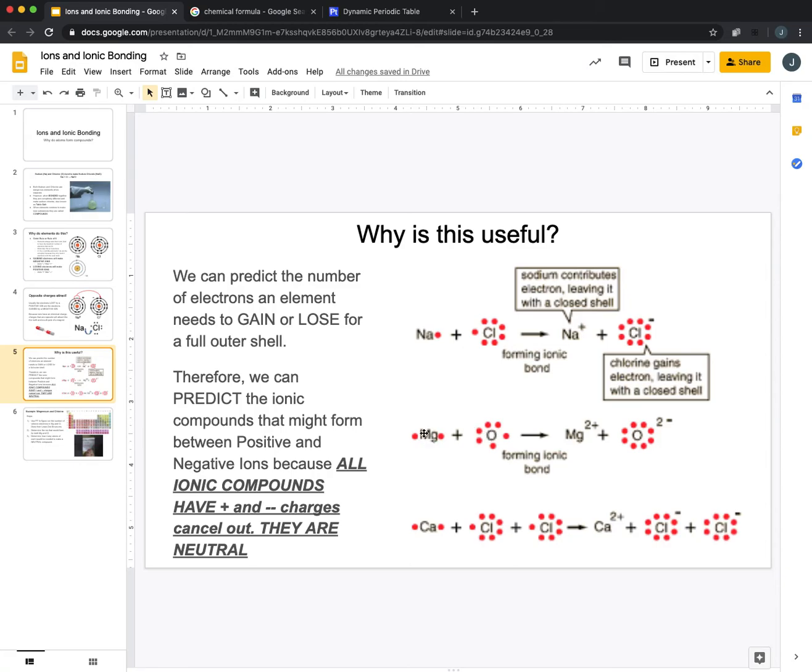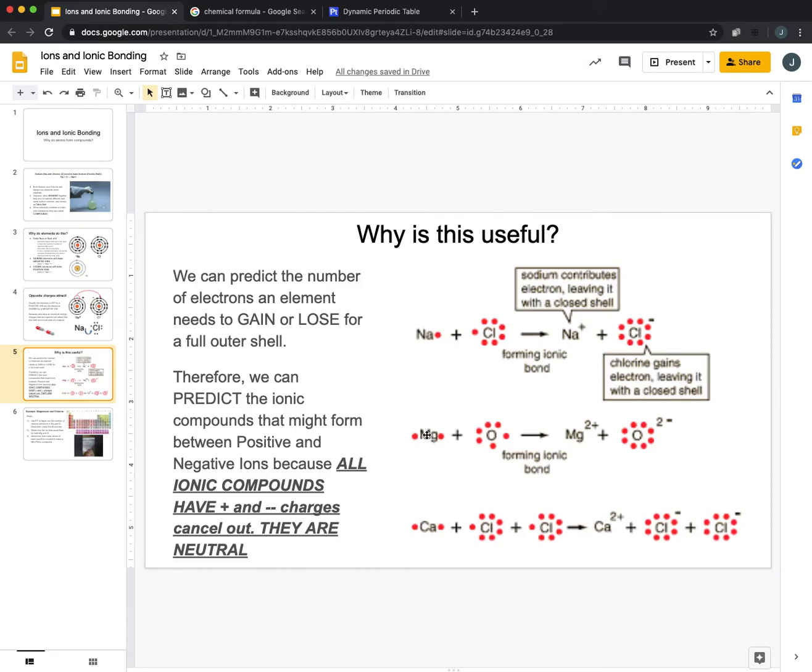So by gaining magnesium's 2 electrons, we have filled oxygen's shell, while at the same time making magnesium happy because it's gotten rid of those 2 electrons. So by doing that, these 2 are going to bond together to make MgO. Its chemical formula will be MgO, or magnesium oxide. And that 2 plus is going to cancel out that 2 minus.